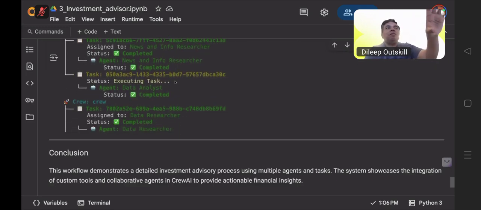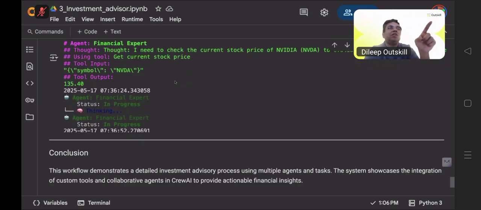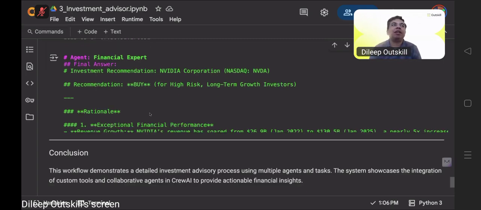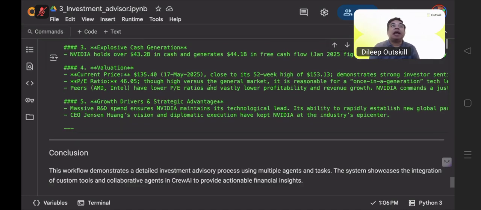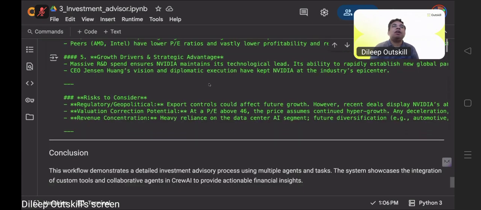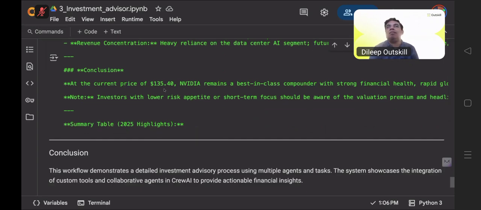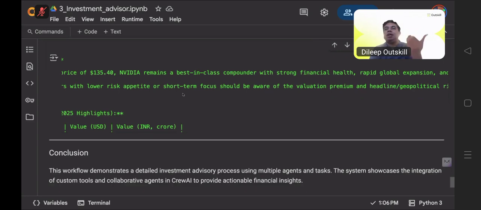Now this analysis will be picked up by my financial advisor agent. It has looked at the current stock price and its recommendation is buy. You see, when I change my model, its thinking has changed, its reasoning has changed, and therefore the recommendation also has changed. The rationale is exceptional financial performance, dominant position in AI and data centers, explosive cash generation, valuation, growth drivers. There are risks also to consider. At the current price of $135, it remains a best-in-class compounder with strong financial health. Investors with low risk appetite or short-term focus should be aware of the valuation premium.